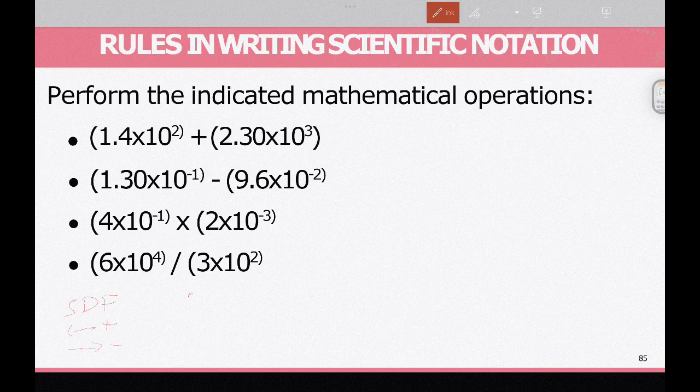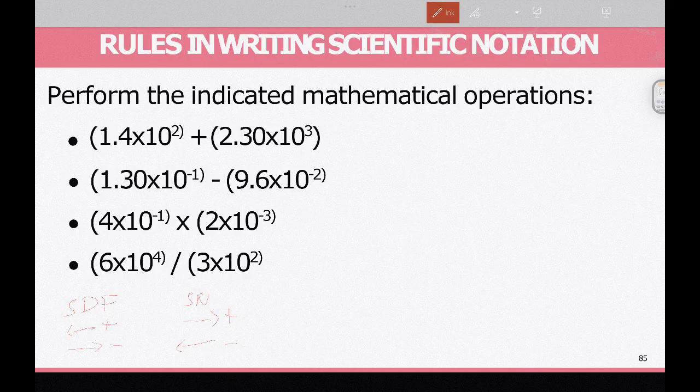Now, in scientific notation, since we move to the left, and we're going to go back, definitely moving to the right for positive, and then moving to the left for negative.